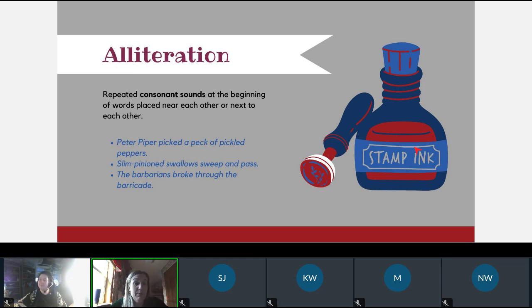For example, Peter Piper picked a peck of pickled peppers. Lots of repeated consonant for the letter P. Slim pinioned swallows sweep and pass. So you'll see slim, swallows and sweep, and actually even pass, you're hearing that S sound at the end there too. Tongue twisters are a great example of alliteration. But you don't always have to have every single word with the same consonant. It can just be a couple right next to each other, and it really makes it sound snappy. The barbarians broke through the barricade. Barbarians, broke and barricade.